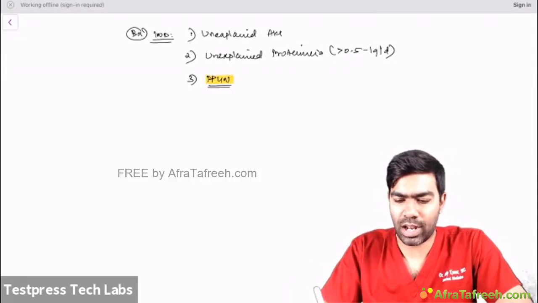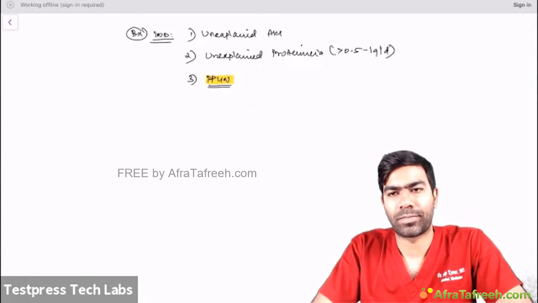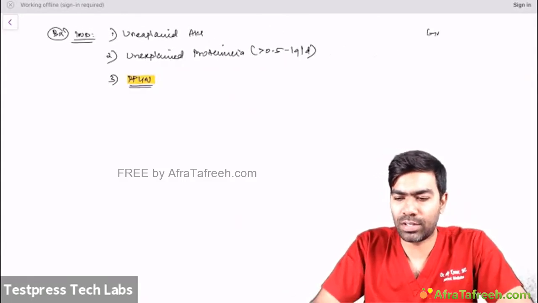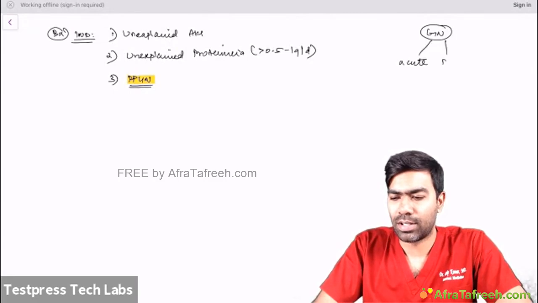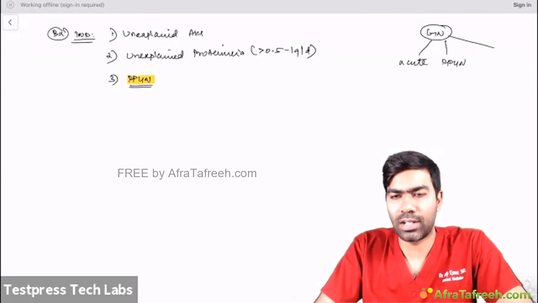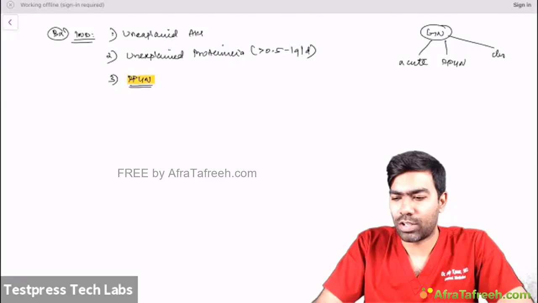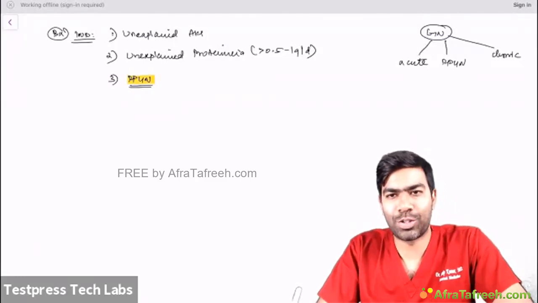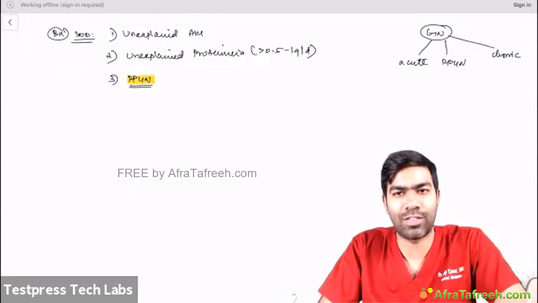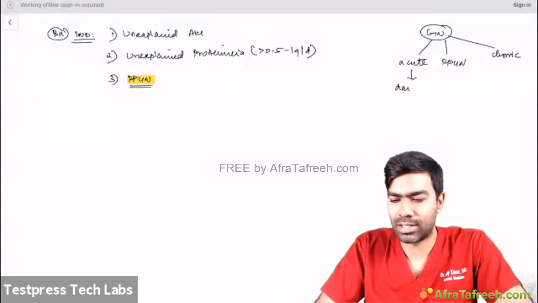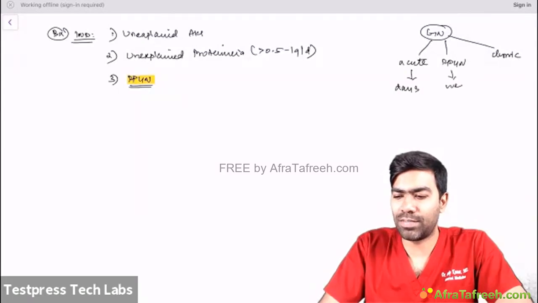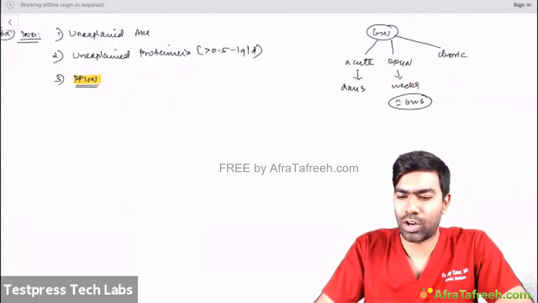Can you tell when you will call an RPGN? You will have glomerulonephritis. How will you classify glomerulonephritis? Based on the progression. Acute glomerulonephritis is there, RPGN is there, and third we have chronic glomerulonephritis. No. Ashutosh is telling crescent formation. Crescent is characteristic of RPGN, but acute glomerulonephritis happens in days. RPGN happens in weeks, usually approximately around 6 weeks. This is the time. Chronic happens in months.